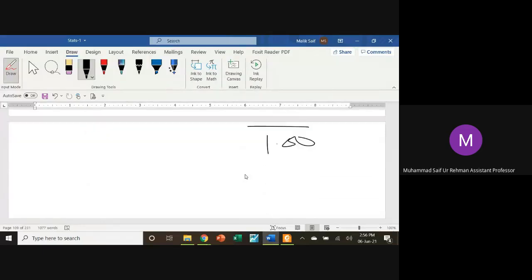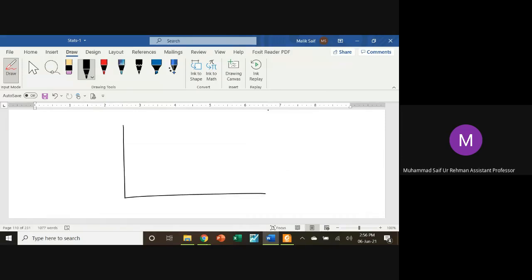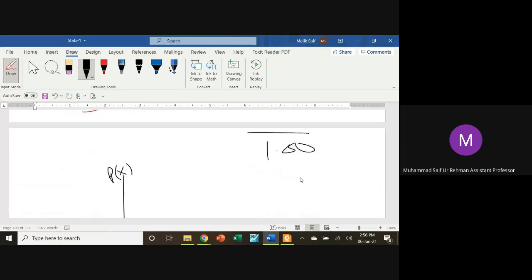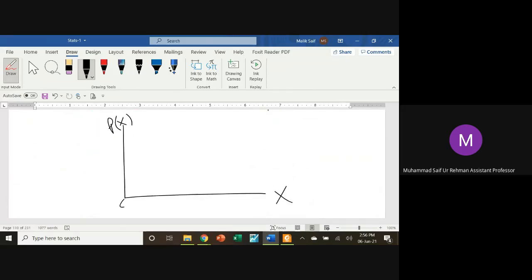So if I ask you to draw this information in form of a graph, you may also draw it. On the horizontal axis, you may take x, and on the vertical axis, you may take p of x. So in form of graph, you may distribute the probability. This x is basically the number of heads, and the probability of outcome is p of x. You may scale the axis, starting 0 slightly above this point.